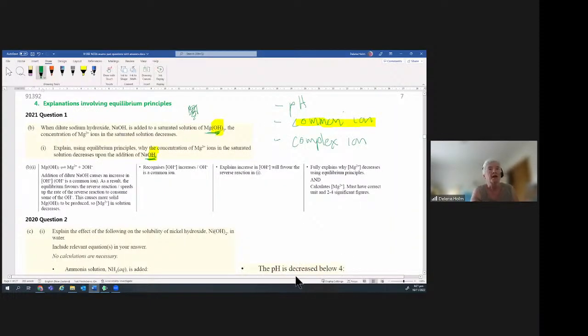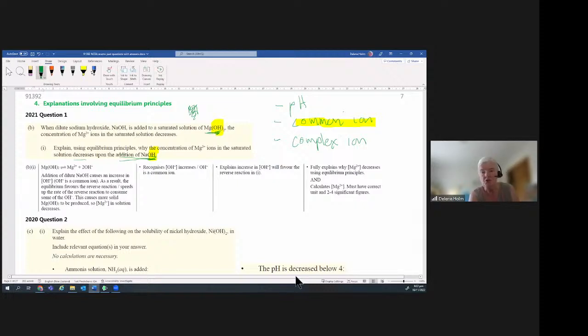Okay, so have a look to see what they want, because this is a fairly simple one. It really only looks at the common ion, because we don't have a complex ion, and we haven't said much about the pH. They haven't said that in the question. So they're just simply saying, I am adding OH minus through sodium hydroxide. And then you've got to say, why does the concentration of this decrease?